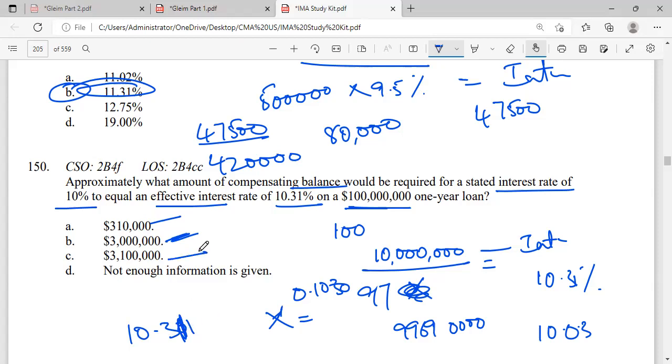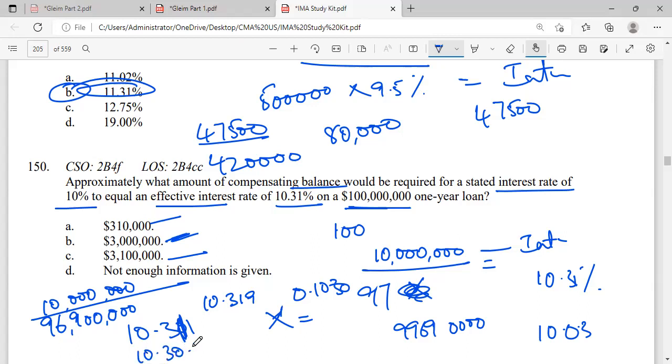Just to be more confirmed, let us take 3.1 million also. So 10 million divided by 96,900,000. Let us just see this. Divided by 96,900,000 is equal to, okay, so it is coming 10.319, and here was how much? 10.309.